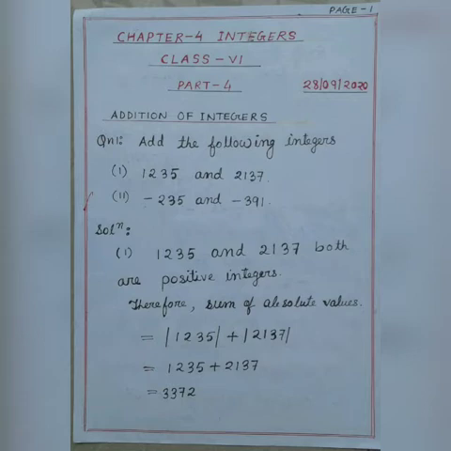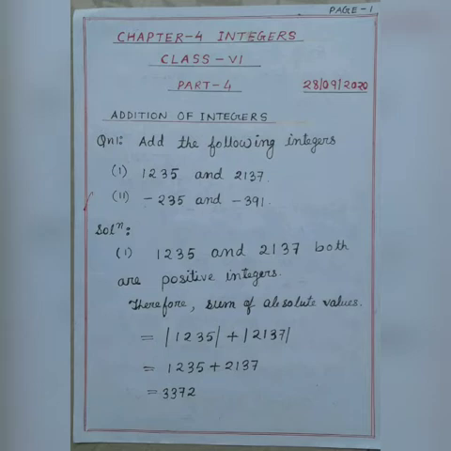Here both the integers are positive numbers. So the solution will be like, 1235 and 2137 both are positive integers. Therefore, we are following rule number 1. Sum of absolute values of the given integers is absolute value of 1235 plus absolute value of 2137.